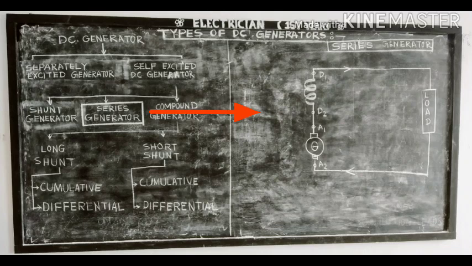Next, the series generator. Here shown the circuit diagram of a series generator. The field winding is connected in series with the armature winding. The series field winding has a few turns of heavy wire. Since it is in series with the armature, it carries the load current.